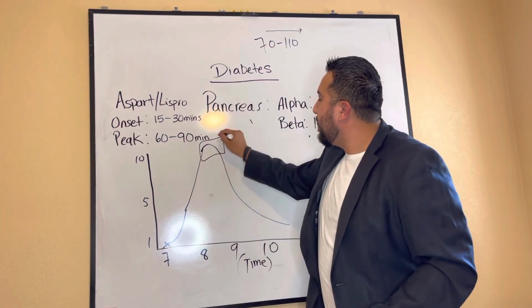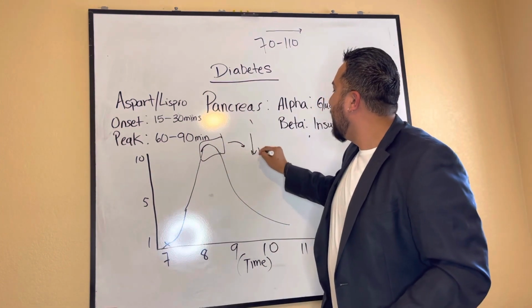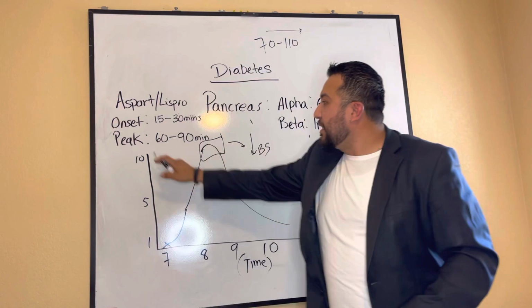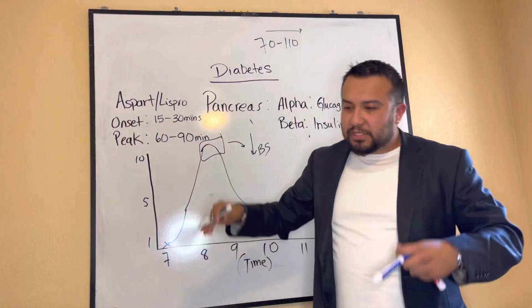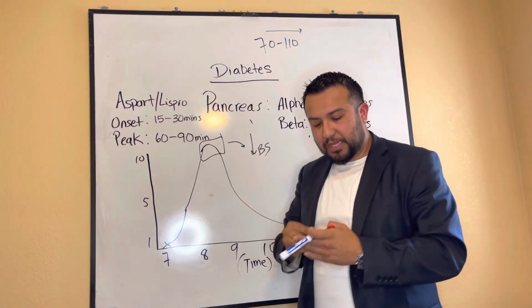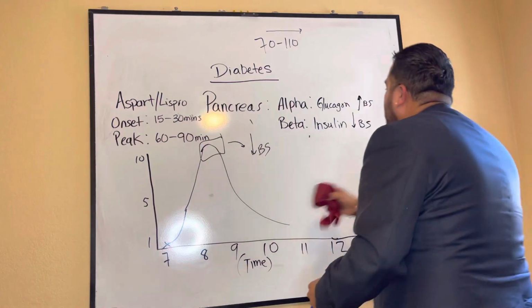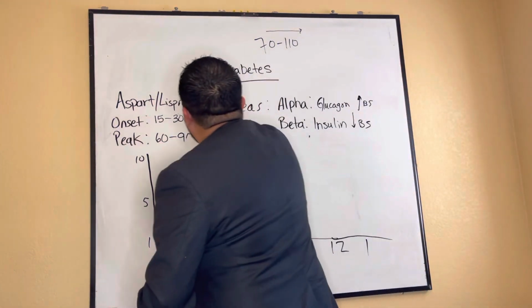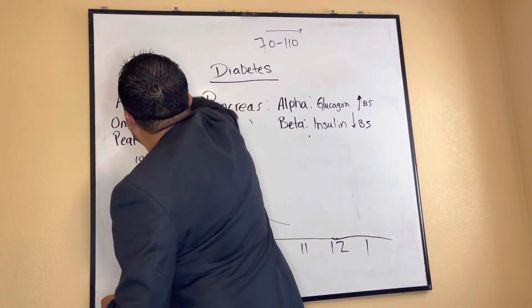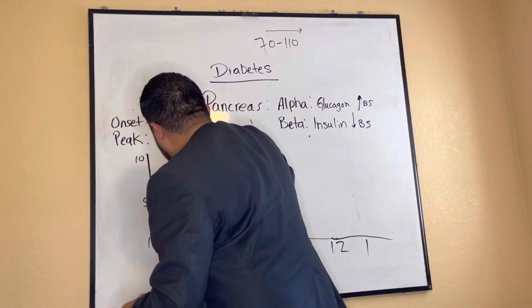Again, peak time, what could happen? Hypoglycemia, low blood sugar. The onset, what's that for? It's when you're going to feed your patient. And let's do one more. Let's do NPH.